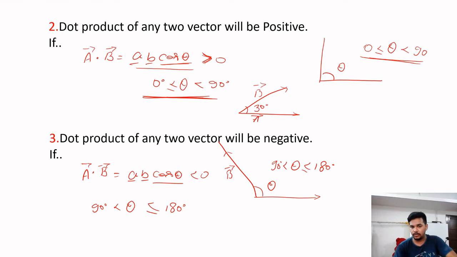This is the case: when theta is in this range, the dot product of those two vectors will always be negative.